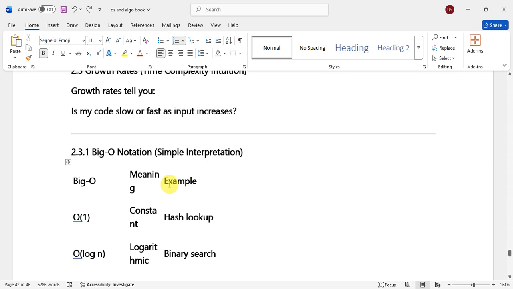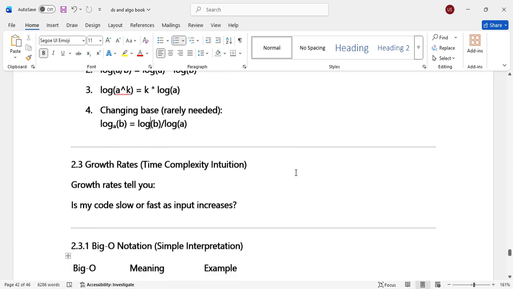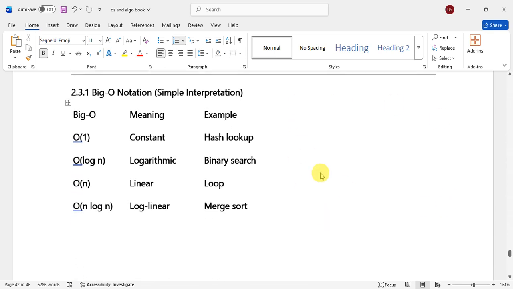Constant means it will take 1 second or 1 unit of time. An example is hash lookup. In a hash map, which is a key-value pair, you go for a key and you get a value. So it will take constant time. Log n means binary search, where you divide something into 2.